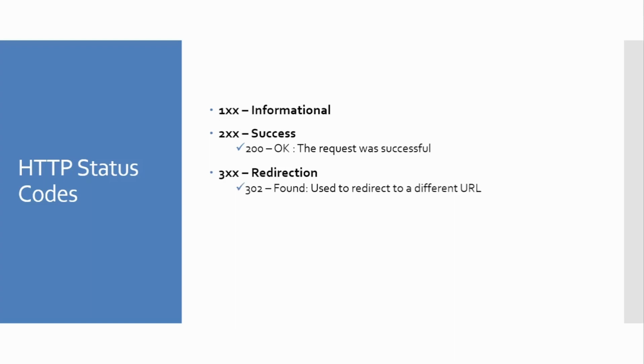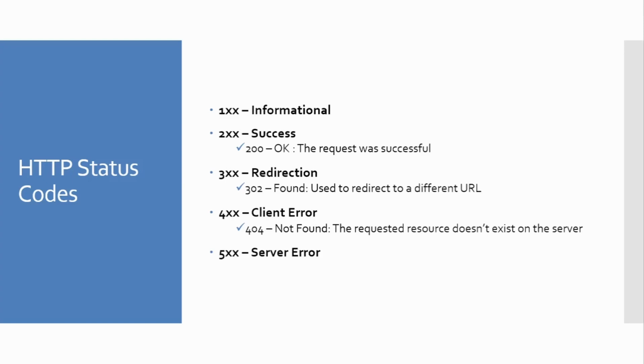Number 3 is for redirection, and the most common one is the 302, which is for when the user is redirected to a different URL. And there is also the 4 category, which is for client-side errors. The most common one is the 404, which is for a page not found or resource that does not exist on the server, when the client maybe by mistake writes the wrong URL. And finally, there is the 5th category, which starts with number 5 for server-side errors.